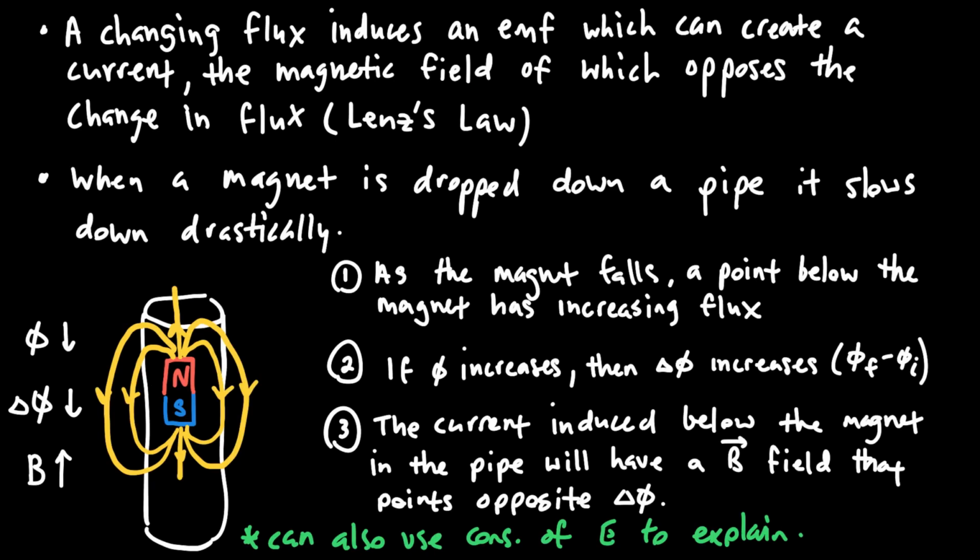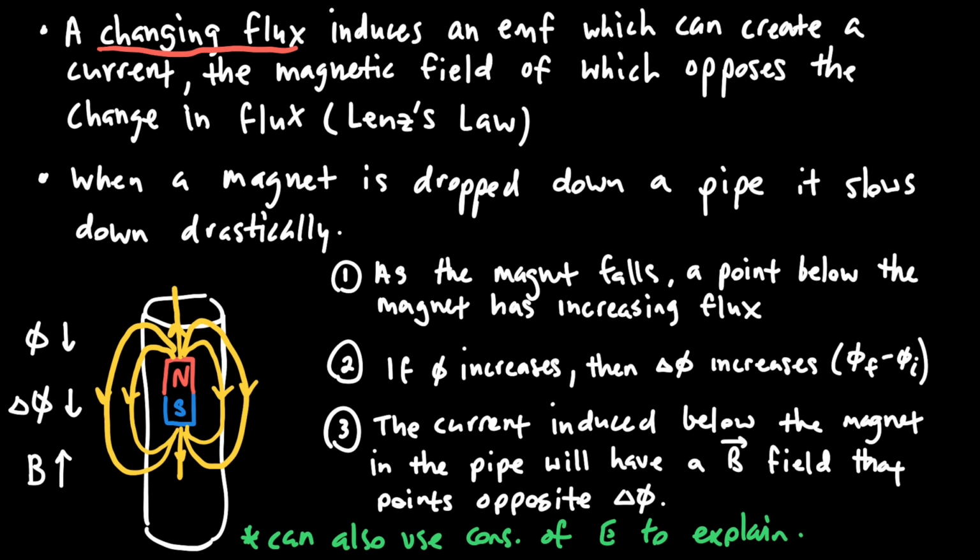Perhaps one of the more difficult topics that we've studied this year is Lenz's law. And Lenz's law says that if there is a changing flux, and we just talked a little bit about changing flux, that changing flux is going to induce an EMF, an electromotive force, such that it creates a current, and the magnetic field produced by that current will oppose the change in the flux.